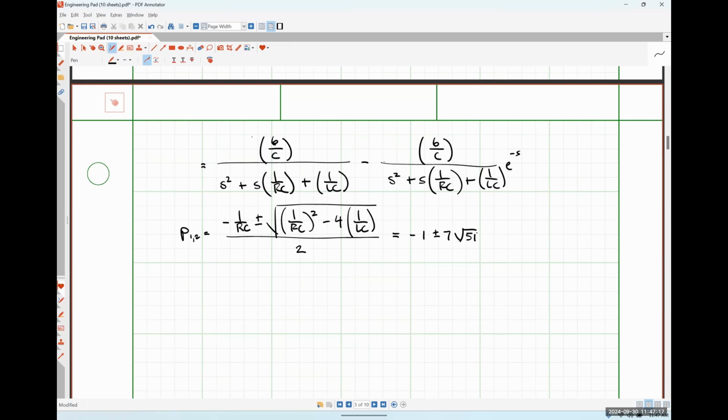If this guy right here is larger than this guy right here, we get a complex number, right? Did anybody else get that result? Let's start there before I start messing with this too terribly much. No, square root of 51. So let me just do 7 root 51.